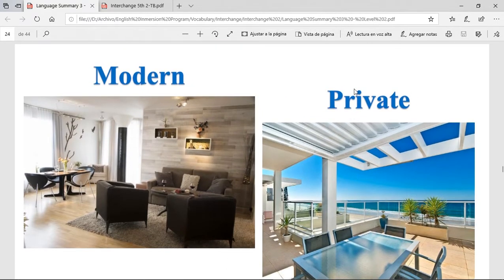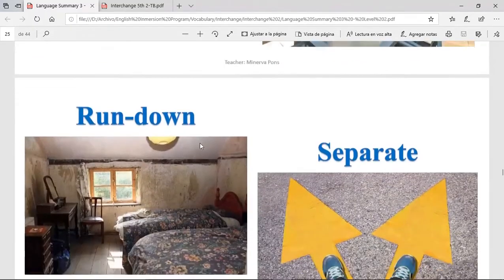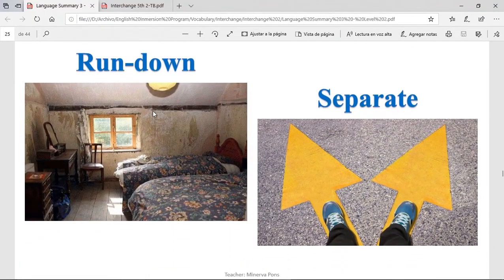Private. Something private is when other people cannot go in. For example, this looks like a private beach. You cannot see other people in here. Rundown. Rundown is when something is falling to pieces. It's like really old and it's almost breaking. Look at these walls. This is run down.